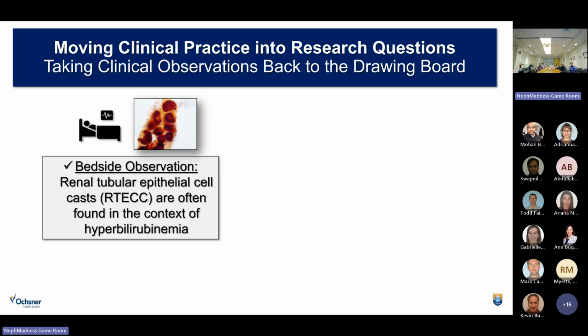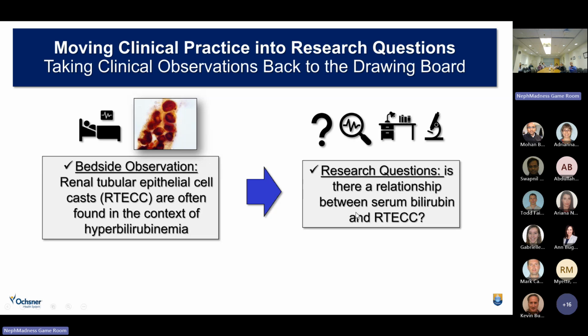The other interesting observation in patients with liver disease was that when they present with elevated serum bilirubin, we tend to see numerous renal tubular epithelial cell casts. That was an interesting observation, and we wanted to see how consistent it is and in relation to the bilirubin levels. Is there really a relationship or not?